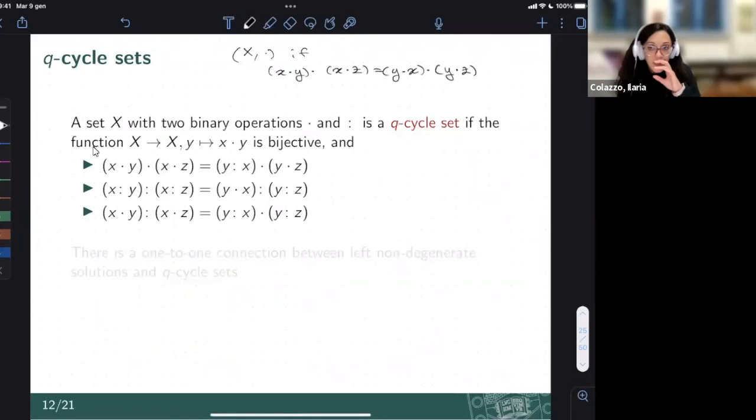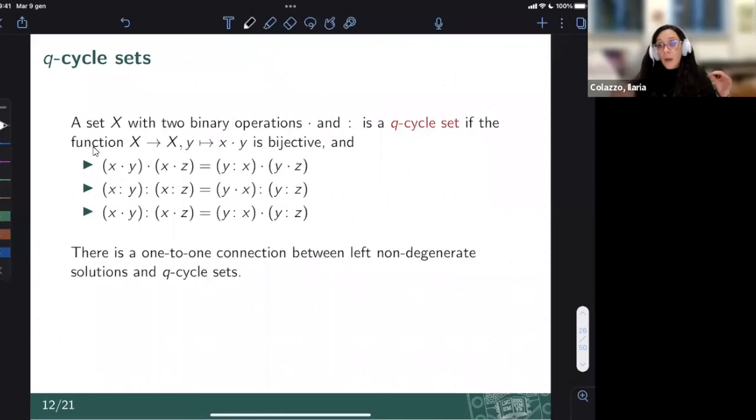And now it's easy to see that if we have a Q cycle set in which the dot operation and the colon operation coincide, then we have a cycle set. So this is a generalization of cycle set, but this is more, right? There is a one-to-one correspondence, as happened for cycle set, between left non-degenerate solutions and Q cycle sets. And this correspondence is really, really clear. So let me give you just the main idea of this correspondence.